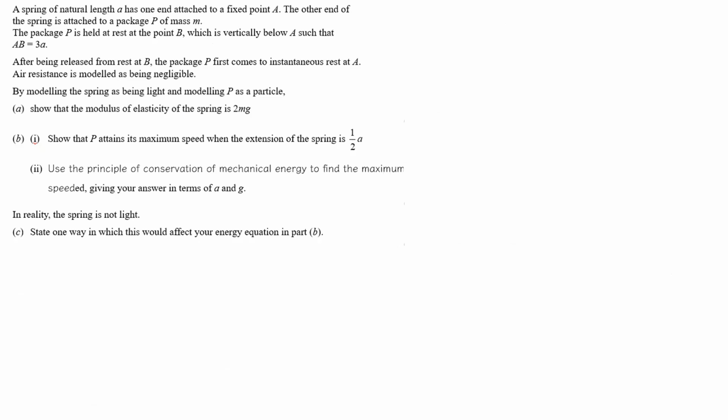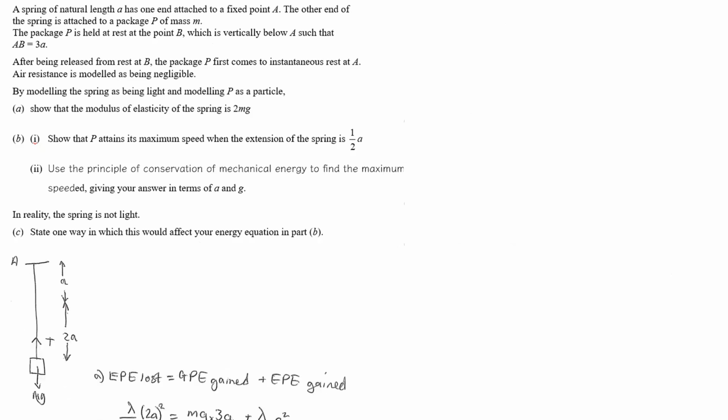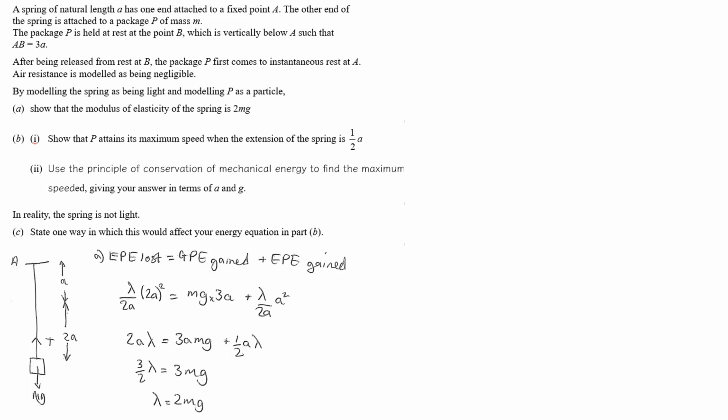Okay, this question, I just put in the information there. So the natural length is a, the extension is 2a, so the total distance is 3a. Now it says somewhere there, AB is 3a, at the end of that first paragraph. So I split that into a and 2a.